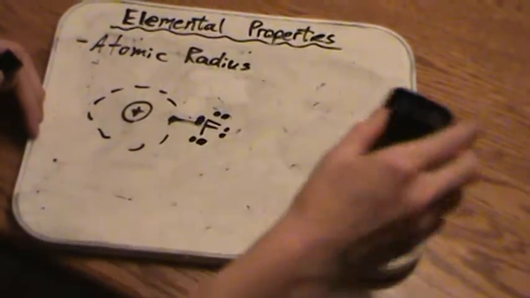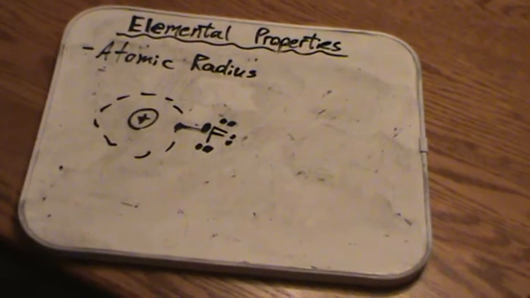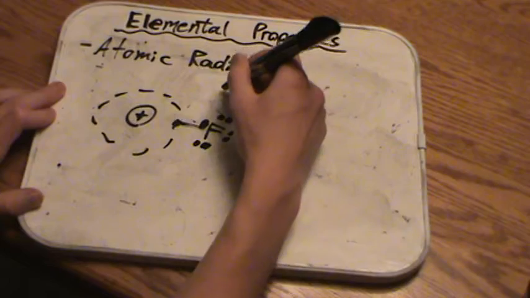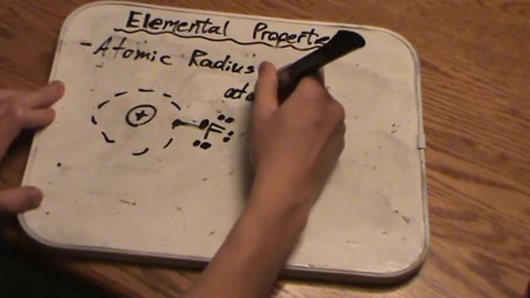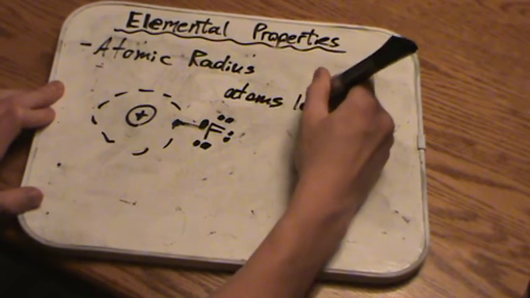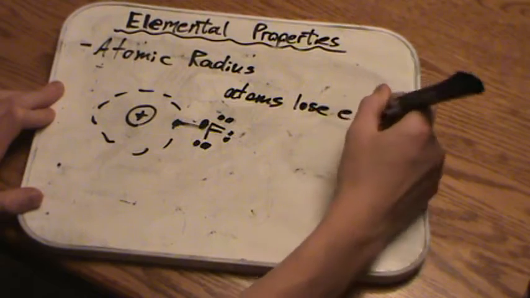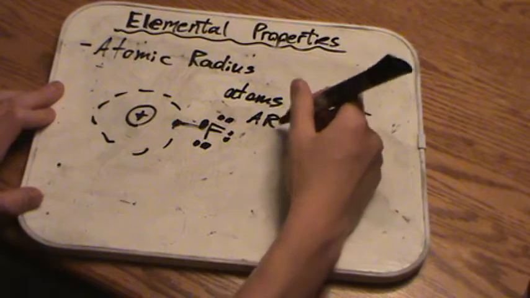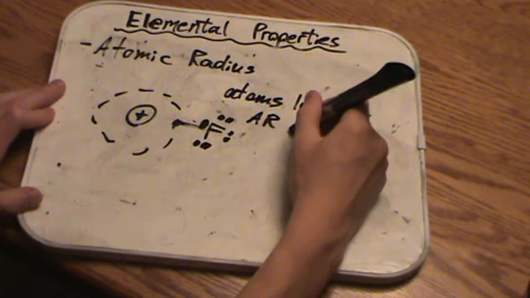One important thing to note when you relate it to ionization energy is the idea that when atoms lose electrons, AR, which is atomic radius, decreases.